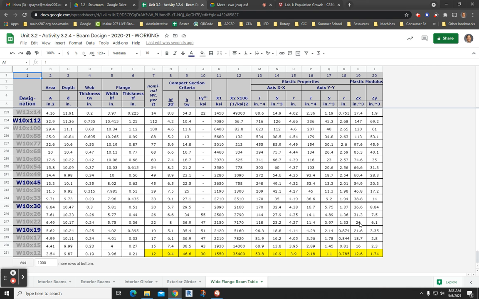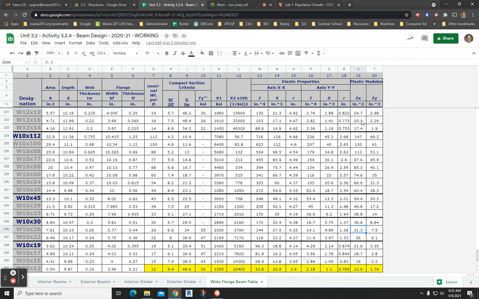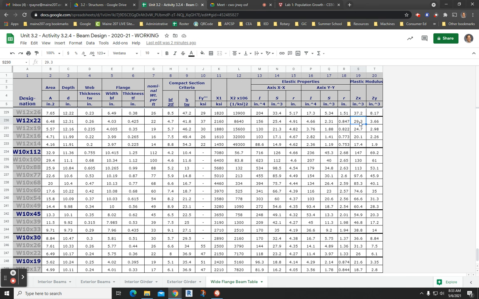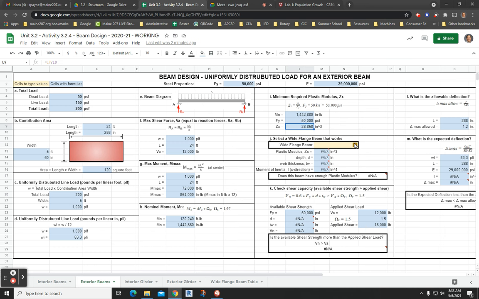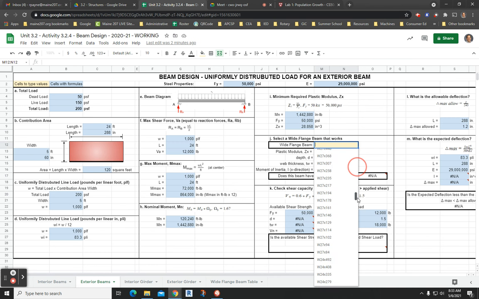10 by 19 is not going to work. 10 by 22 will not. 10 by 26 seems like it'll work. Let's see, can I get one in? That's the 31, so that's pretty low. Ooh, 29, so 12 by 22. That's about as close as I can get, so let's try the 12 by 22. Something tells me the shear, the moment, and the plastic modulus will be good, but the deflection is going to be off. So it was a 12 by 22 is what I said, if I remember.